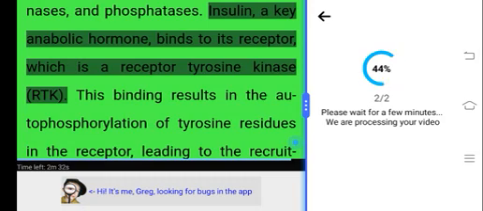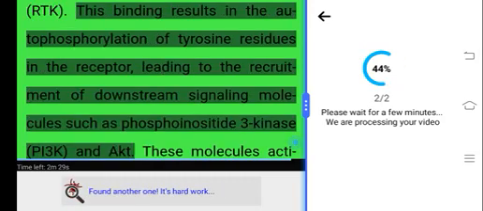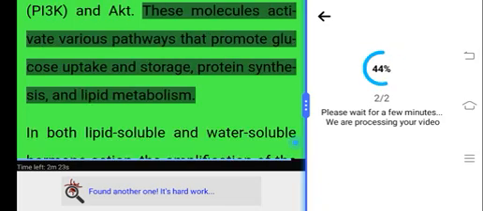Insulin, a key anabolic hormone, binds to its receptor, which is the receptor tyrosine kinase (RTK). This binding results in the autophosphorylation of tyrosine residues in the receptor, leading to the recruitment of downstream signaling molecules such as phosphatidylinositol 3-kinase (PI3K) and AKT. These molecules activate various pathways that promote glucose uptake and storage, protein synthesis, and lipid metabolism.